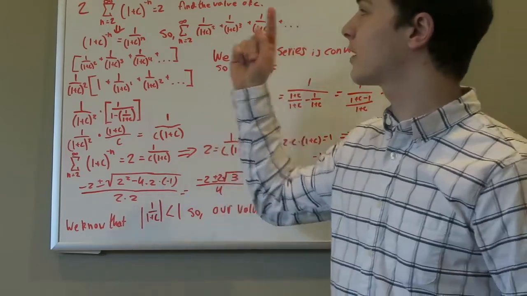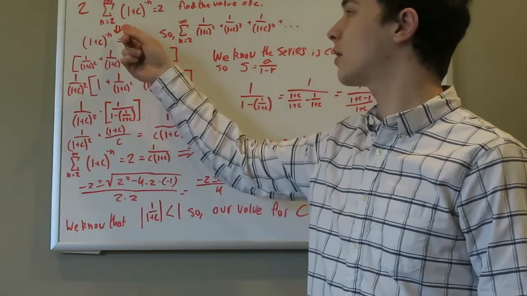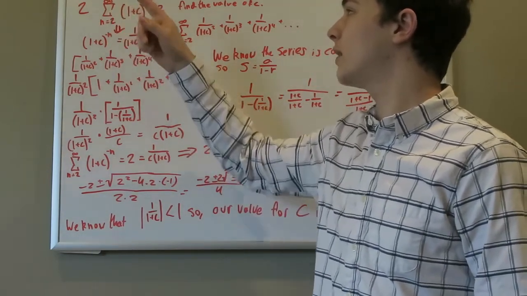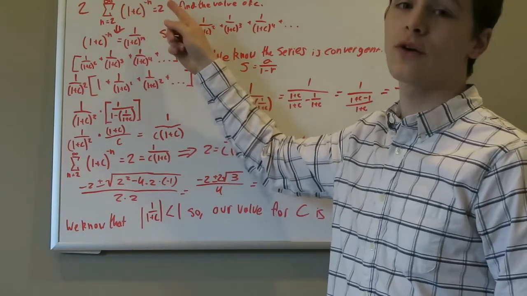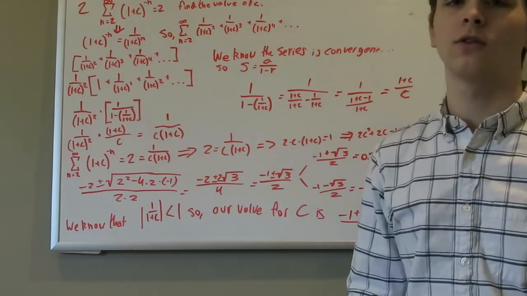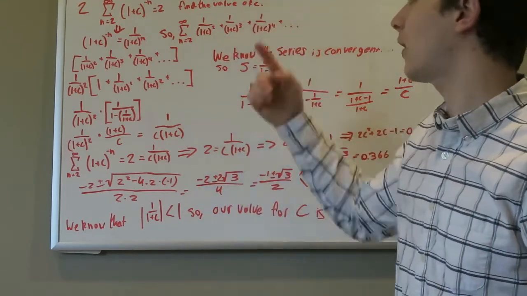This is going to be giving us our series of n starting at 2 and going to infinity of (1 + c) to the power of negative n, which is equal to 2. What we're trying to do in this problem is find the value of c.